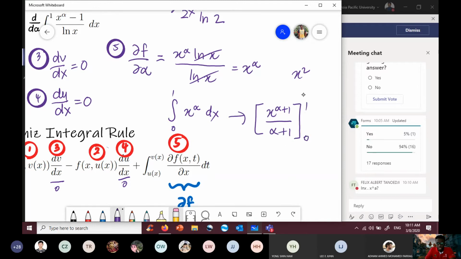So put in my x to be 1, 1 to the power of alpha plus 1. 1 to the power of anything is 1. Put in 0, 0 to the power of anything is 0. So 0 over alpha plus 1. 0 over anything is 0, so your final answer is just 1 over alpha plus 1.